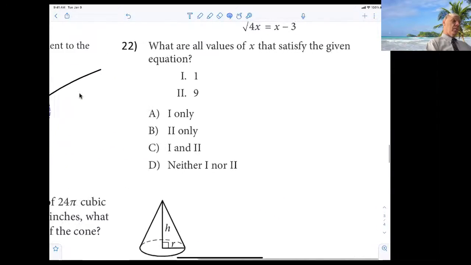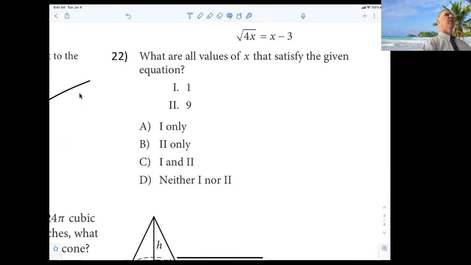22. Now, this one is so pitiful. I'm trying to show you some test-taking strategies now. They're saying, is the answer 1 or is the answer 9 or is it both or is it neither? Well, what's the easiest way to do this problem? Just plug them in. If I plug 1 in, what's 1 minus 3? Is it possible for a square root to be negative? So is it 1? So I cross out 1 is not an answer.